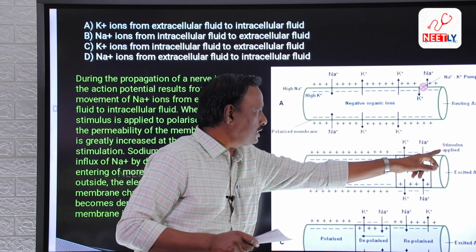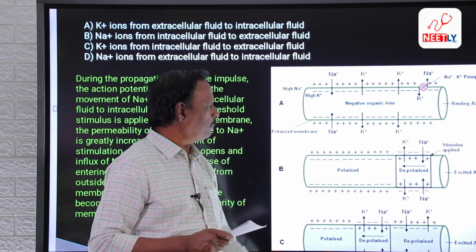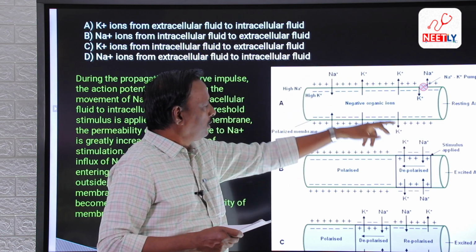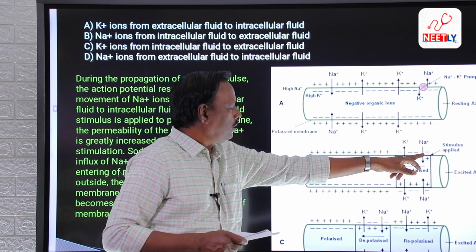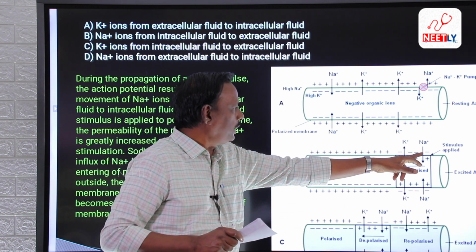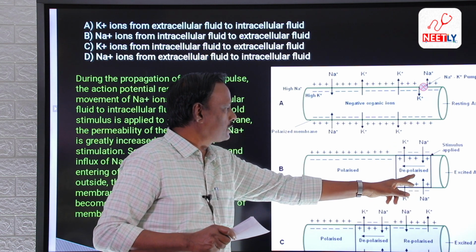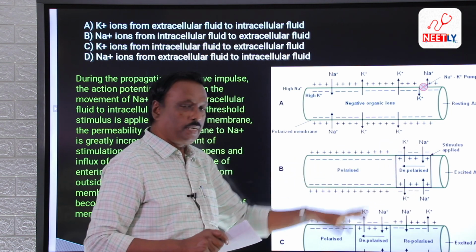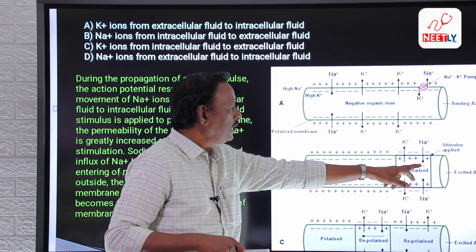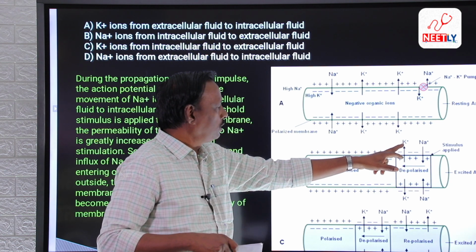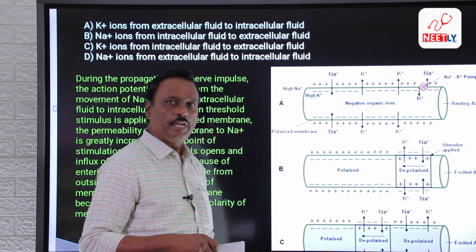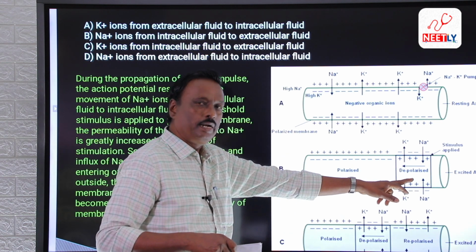So when it receives the impulse, in this part, once the stimulus is applied, immediately what happens? The sodium ions present externally, once stimulated, immediately the sodium gate opens, sodium enters inside and potassium goes out, but the number of ions that enter the neuroplasm is more than the positive ions which go out. So the inside becomes positive, outside becomes negative. This condition we call depolarized.